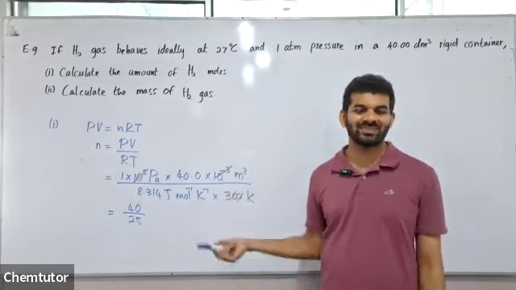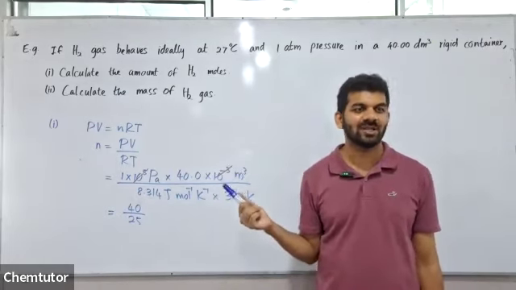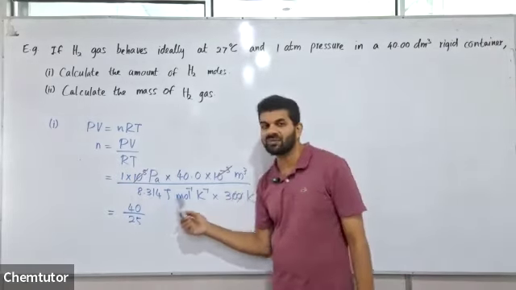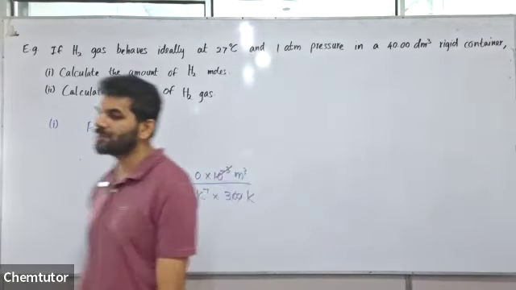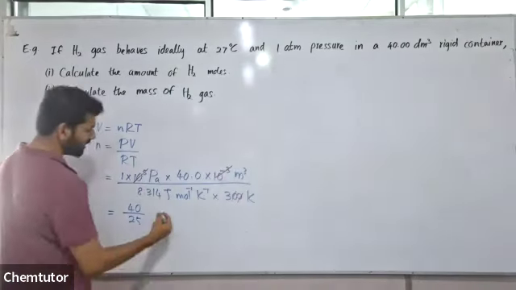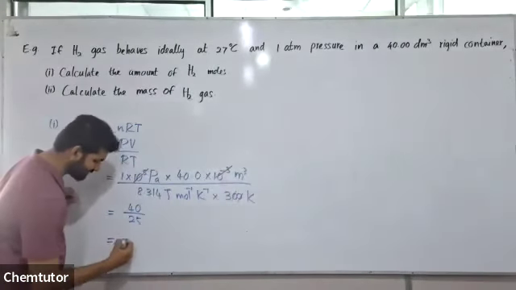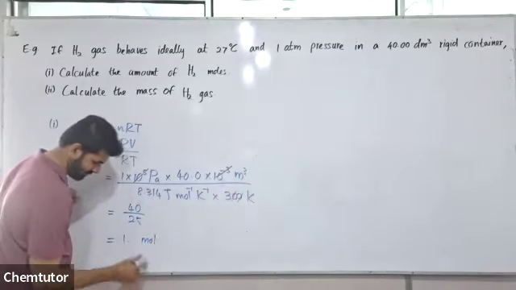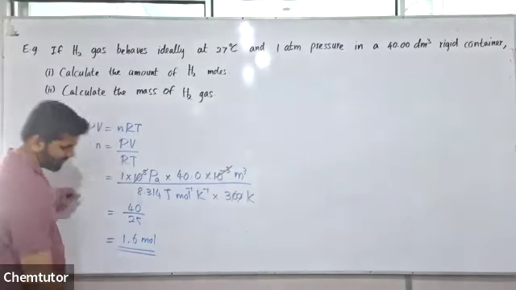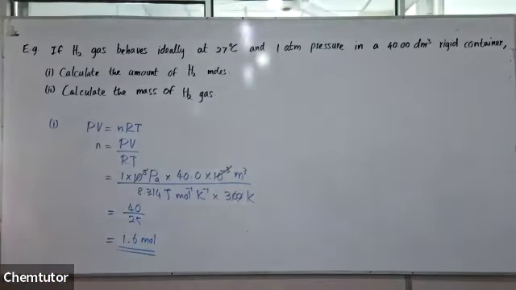So that is a shortcut that we use in gases. Then 40 divided by 25 will be 1.6. So this is the number of moles of hydrogen.